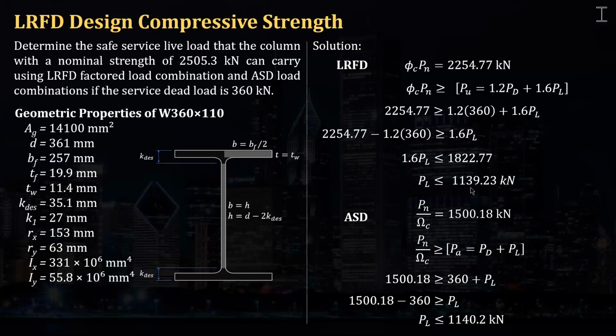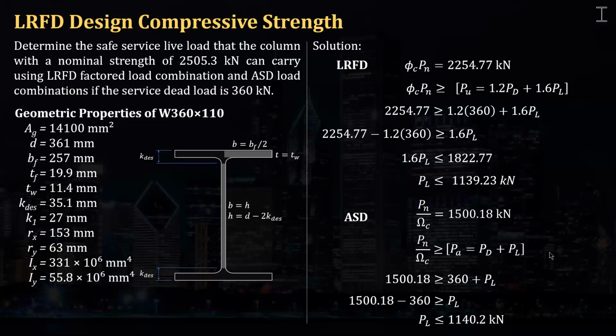About 1,140. So if this is a problem in the board exam, and there are choices, say the choices are 1,000, 1,100, 1,200, 1,300, better to choose 1,100. The 1,000 kilonewton is also safe, but the maximum it can carry among the choices is 1,100. Now, you must not choose 1,200 because it would fail. Okay, both considering LRFD and ASD.